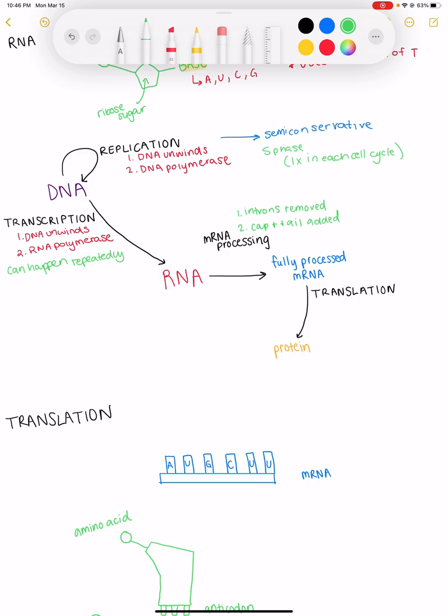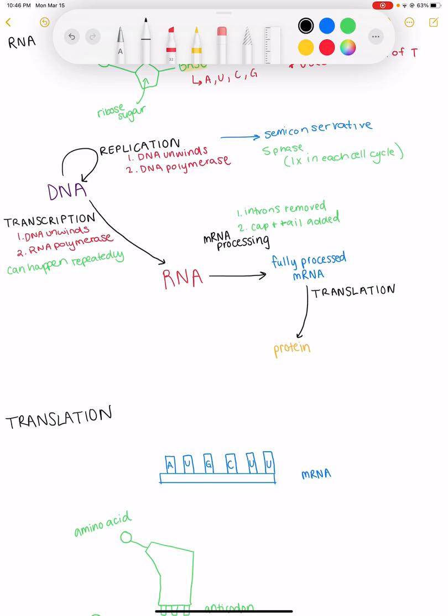So introns are these non-coding sequences. If a sequence is non-coding, all that is saying is that it won't code for a specific protein. So it's essentially useless information. So we'll want to remove that, add the cap and the tail, and now we have resulted in a fully processed piece of messenger RNA, a fully processed strand.